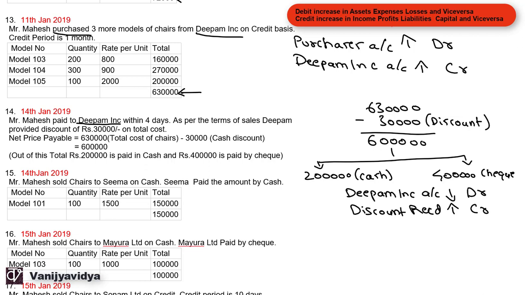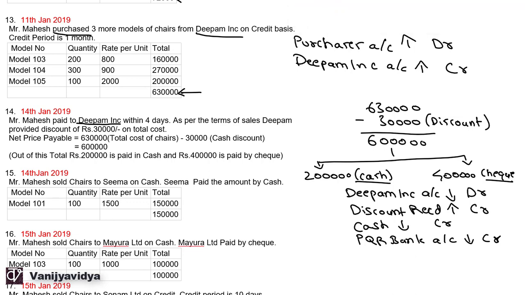The next is payment. Out of 6 lakhs, 2 lakhs is paid in cash, 4 lakhs is paid by check. So one account that is affected is cash. So there is a decrease in cash balance. We have to credit, and paid by check. So our PQR bank account balance has decreased. So we have to credit. What will be the journal entry? Deepam Inc. account debit to discount received to cash and to PQR bank account.